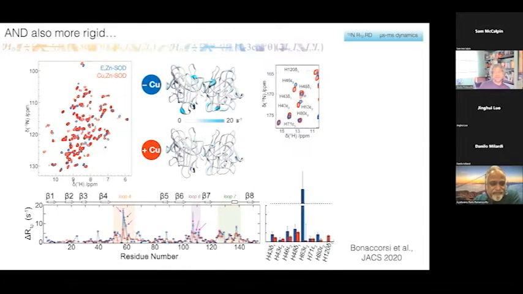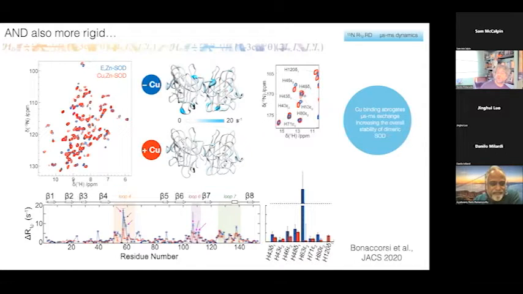But then, if we look at another time scale of dynamics, the relaxation dispersion, R1rho, slow dynamics, we observe the opposite. We observe completely different effects. We see that the active site is unchanged. Dynamics is not altered at the active site, but dynamics is increased in the absence of copper at the interface of the dimer. So here, what we find is the opposite.